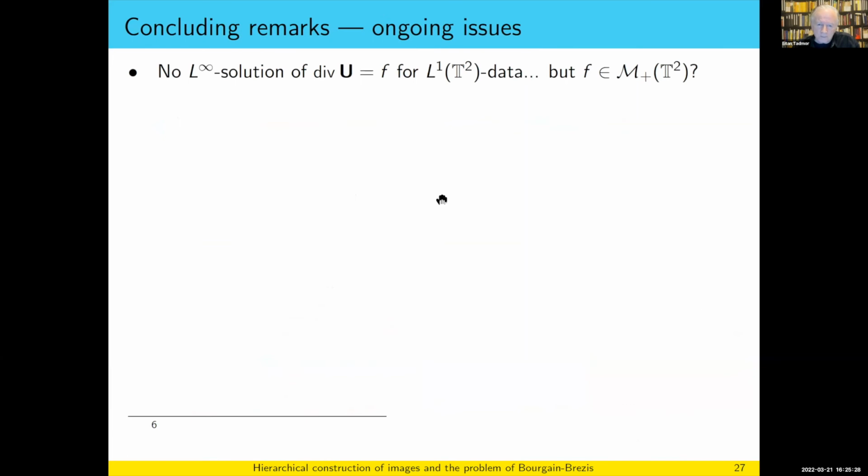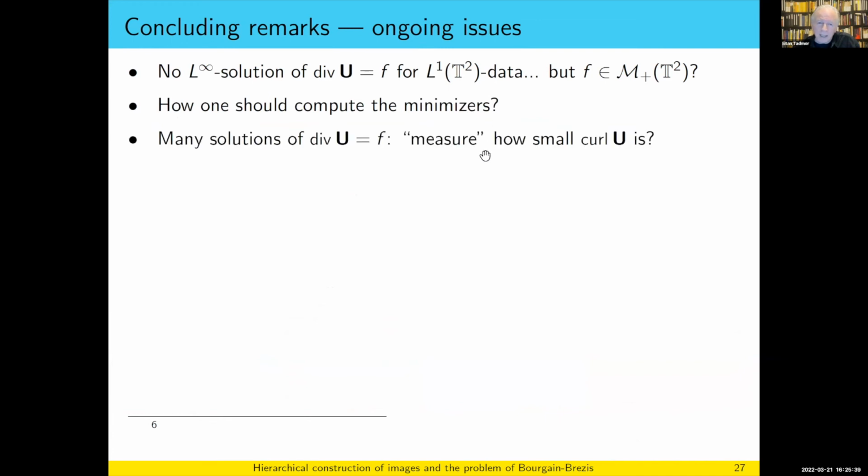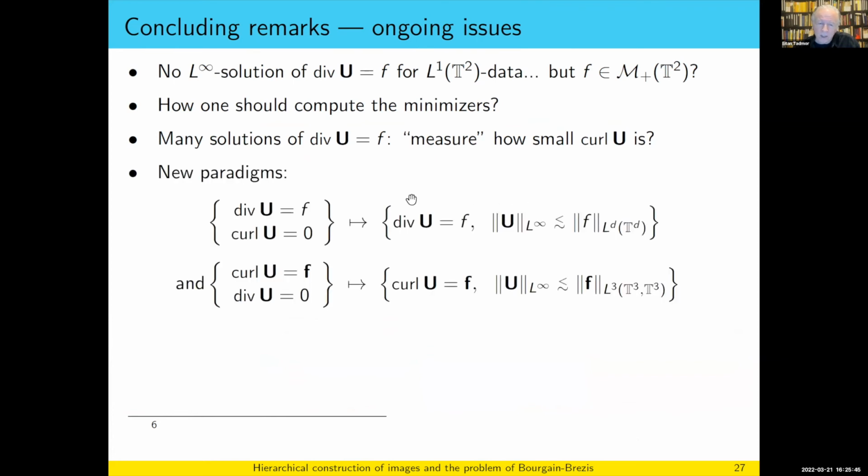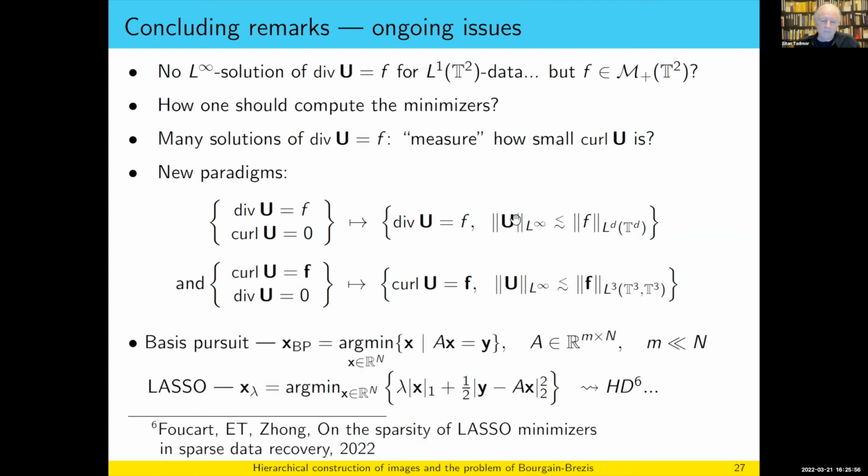Let me conclude that there are some open questions which are very interesting. For example, can we generalize the Bourgain-Brezis to data which is a positive measure? How does one compute the minimizer? There are many minimizers. Should we choose the one which has the smallest curl, and how do we do it? And in general, we have a new paradigm where whenever we have the Helmholtz part, we exchange the 0 curl for a uniform bound of U. And there are many other examples where we can use this hierarchical decomposition.